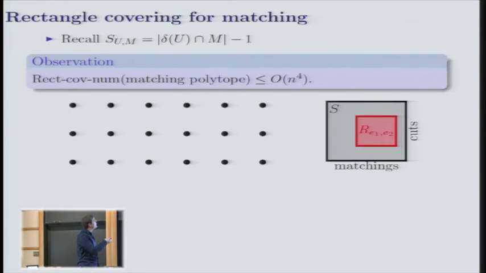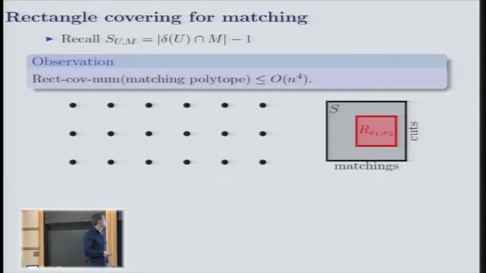So for every matching and every odd cut, the slack which this cut has with respect to that matching is the number of edges that they share minus 1. This is precisely the slack. Okay. Now let me argue why you can cover this slack matrix with only n to the 4 many rectangles. And this was actually already observed by Yannakakis himself.